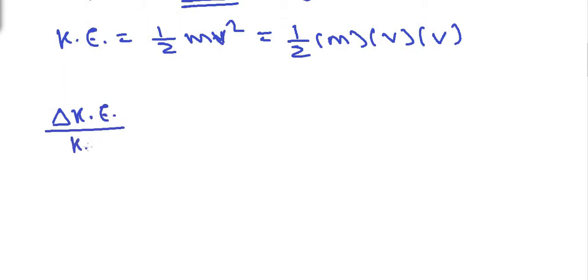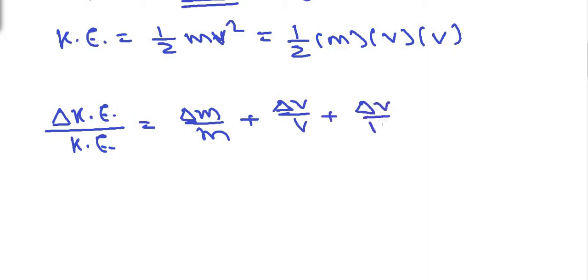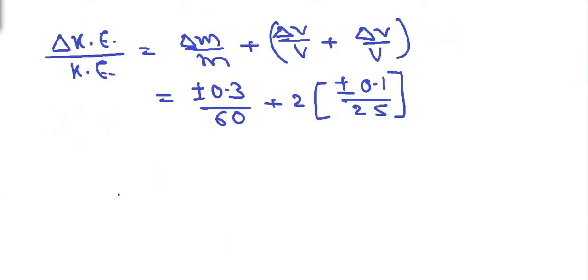So delta KE upon KE equal to, now we neglect constants in such terms, therefore delta m divided by m and v to the power 2, v into v. So we have to write it as delta v upon v plus delta v upon v. Furthermore, we can write this as 2 into delta v upon v. So that is equal to plus or minus delta m, so plus or minus 0.3 upon 60 plus 2 into plus or minus 0.1 upon 25.